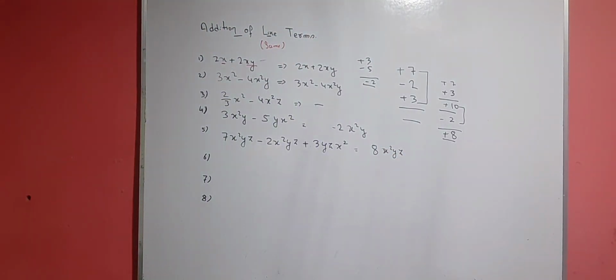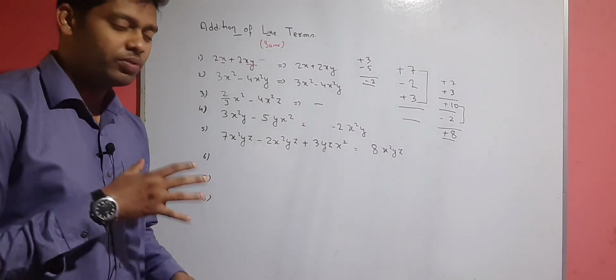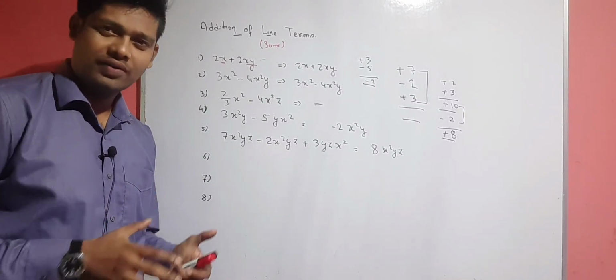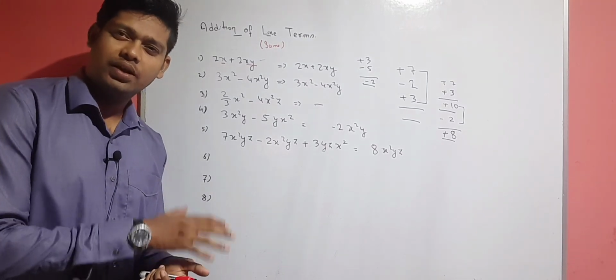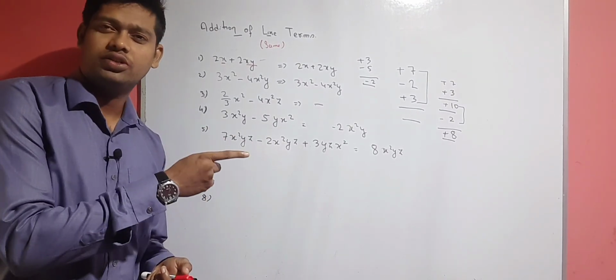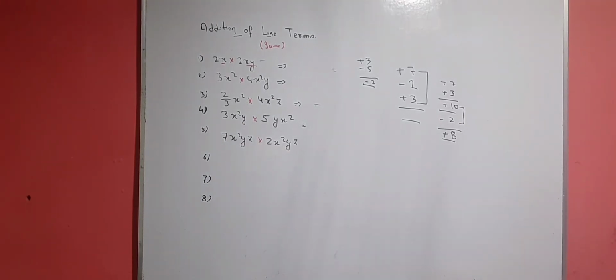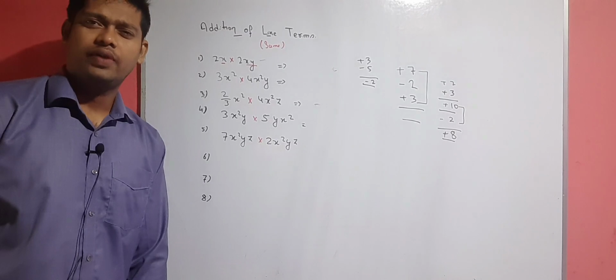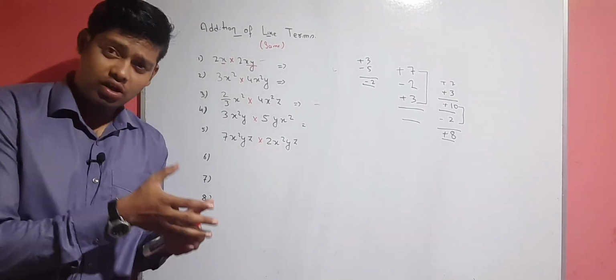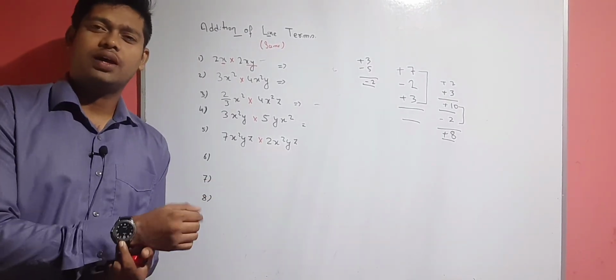This is your answer. Very simple, na? Understood this one? Yes, you understood, sir. So the name of this process is collecting like terms. We have collected the like terms, we have gathered them, and we have done the addition or subtraction as they are saying. Understood? This is known as collecting of like terms. We have clearly understood what we do in case of addition, what we do in case of subtraction, how we will arrange them, and what are the ways to get the answer.